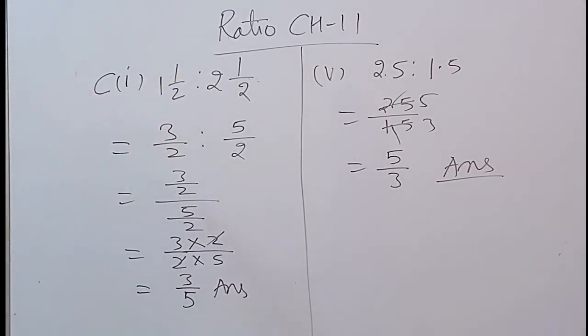Now we have the same question number, the C part and the fifth part of C, that is 2.5 ratio 1.5.